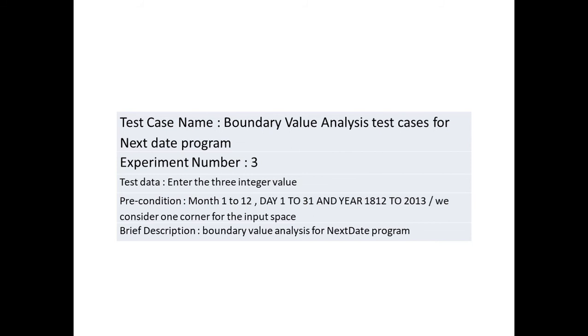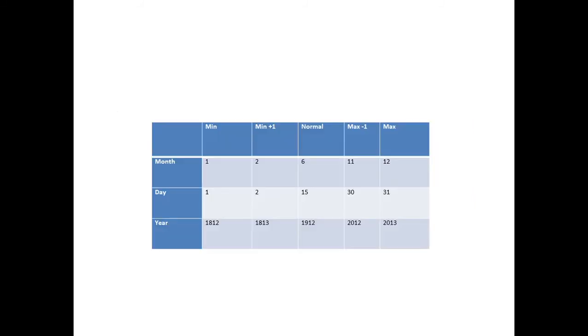And the description is, we are doing the boundary value analysis for the next date program. Now, these are the minimum, minimum plus 1, normal, maximum minus 1, and maximum values for month, day, and year. For month, the minimum is 1, minimum plus 1, the normal value, and the maximum is 12, so 12 minus 1 is 11.